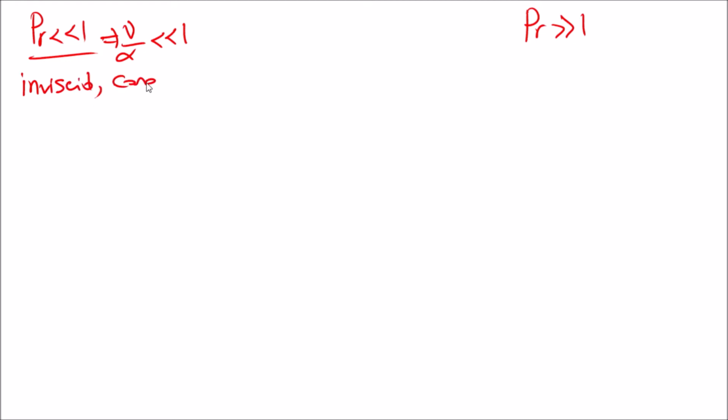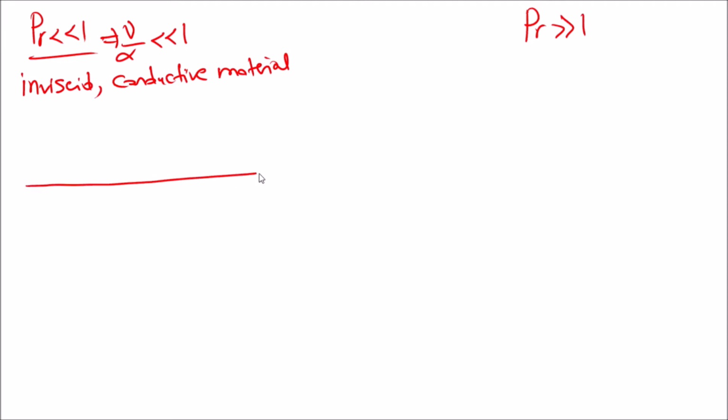We'll look at two cases: where the Prandtl number is less than 1 and where the Prandtl number is much greater than 1. When the Prandtl number is less than 1, it means that nu by alpha is much less than 1, and it is the case for inviscid and conductive material. So this is the case for inviscid conductive materials or fluids. And now we will show what it means when the Prandtl number is less than 1.